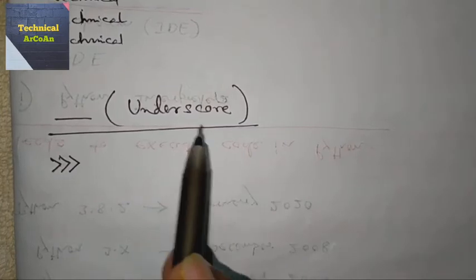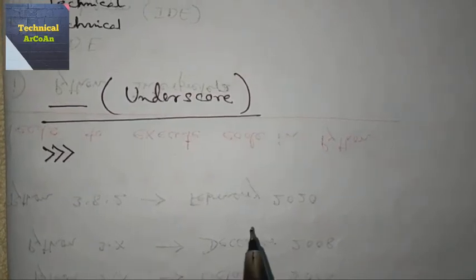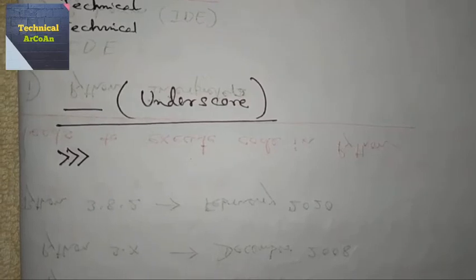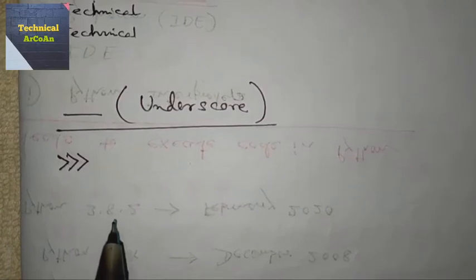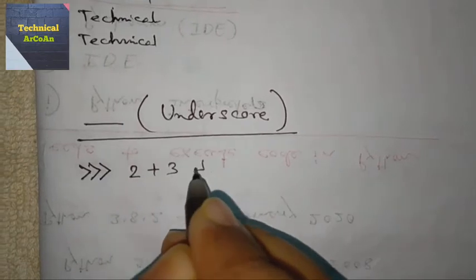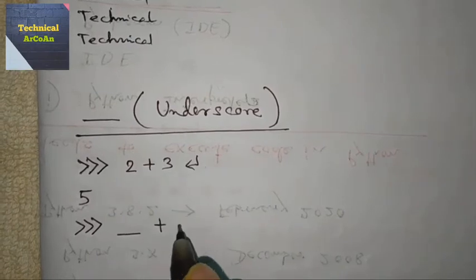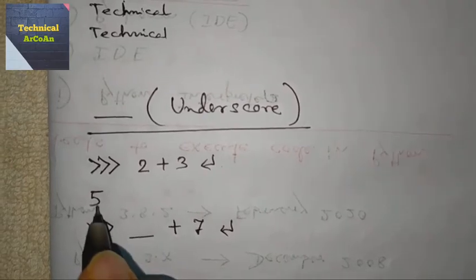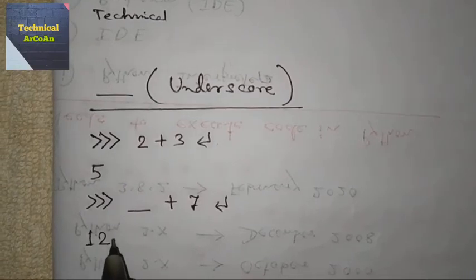Now we talk about the underscore variable. Python automatically stores the value of the last expression in the interpreter in a particular variable called underscore. That means this underscore variable holds the previous or last result. How? Suppose in the prompt we write 2 plus 3. So what will it print? 5. Now we just write underscore plus 7. This underscore has stored the last result. The last result is 5. So 5 plus 7, it will be 12. So it will print 12.